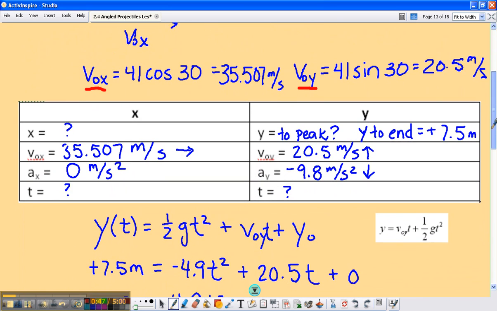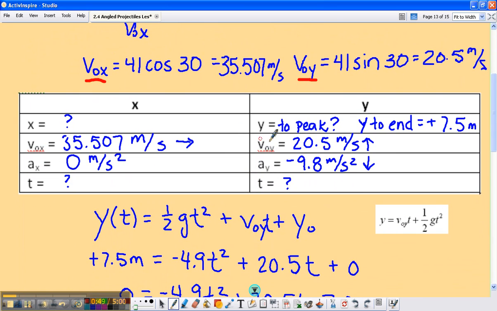And then I'm going to fill in my givens chart. I know my initial velocities, which I just found. I know my accelerations in both the x and y direction. And because I made 9.8 negative, you can tell that I've made down negative. Another thing that I know is I'm not sure of the y height to the peak of the ball's path, but I do know the y height to the end of the path, and that's a positive 7.5 meters. I started low and I ended up higher.